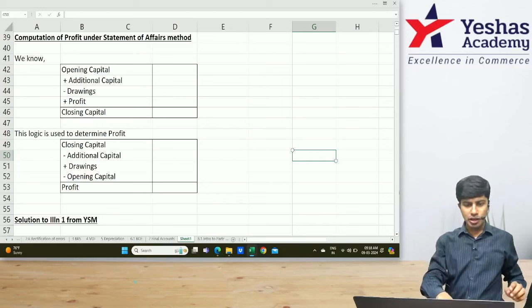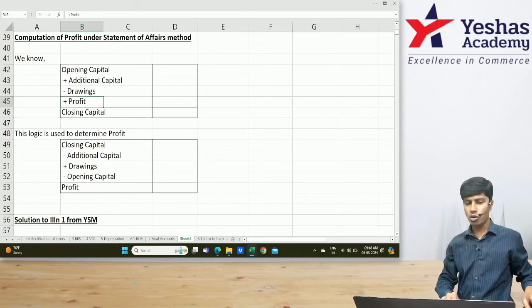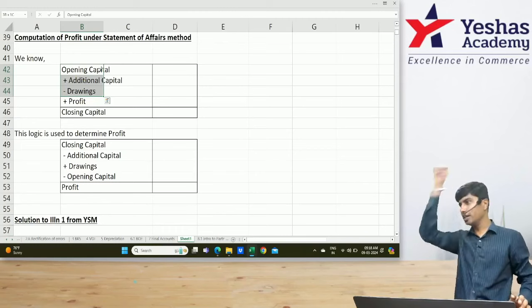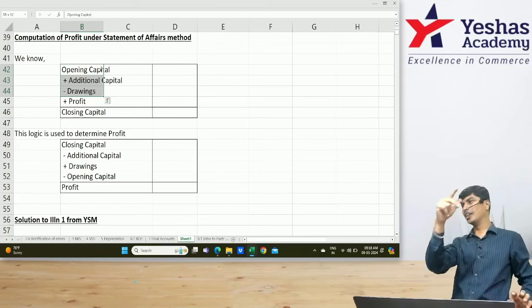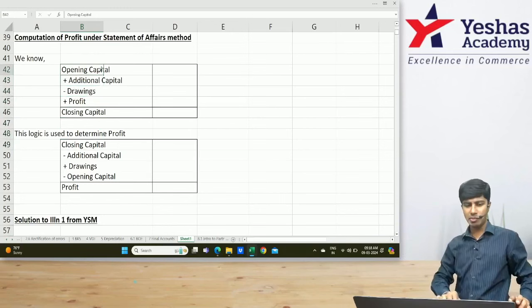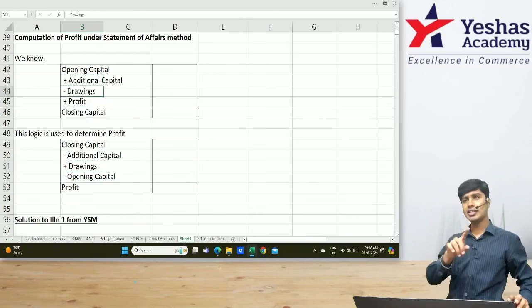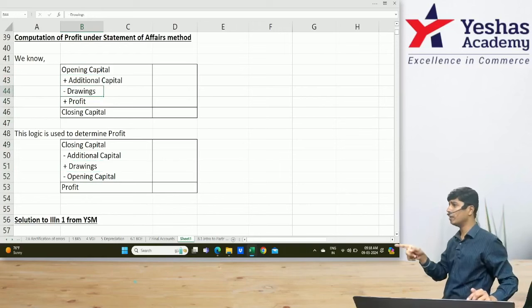So here we have opening plus additional minus drawings plus profit is equal to closing. We want to know profit. These three items on the top, we will send to the other side of the equals. Closing will remain as it is. Opening is plus here; when you send it to the other side, it becomes minus. Additional capital is plus; it becomes minus. Drawing is minus; it becomes plus.